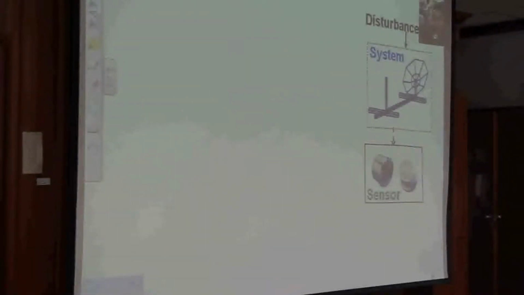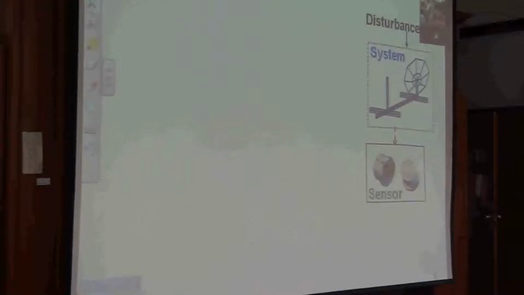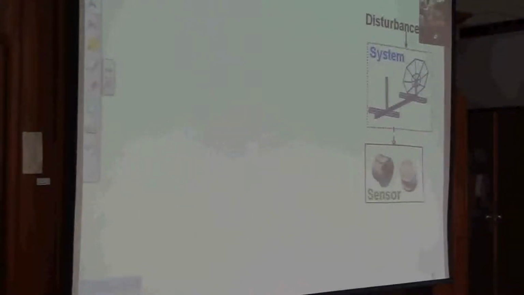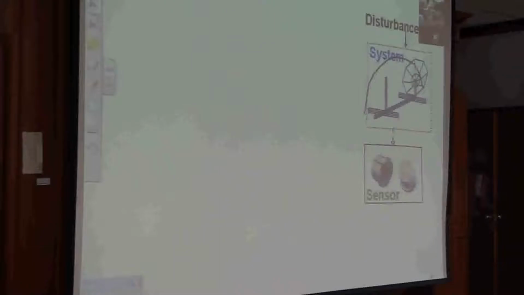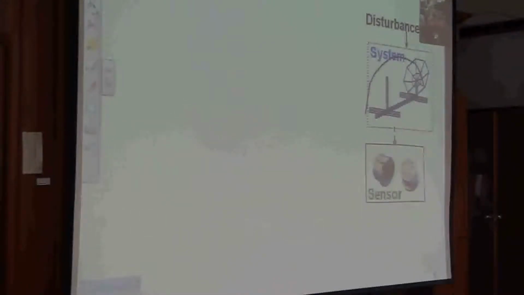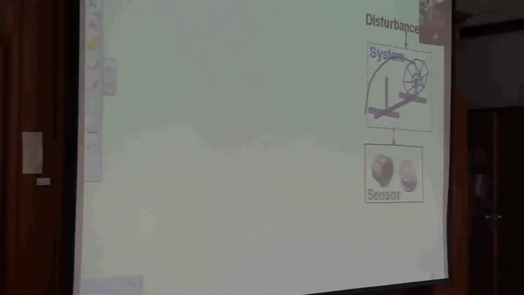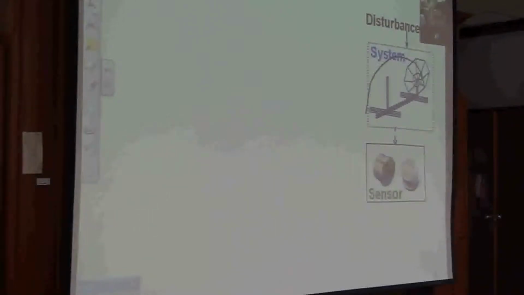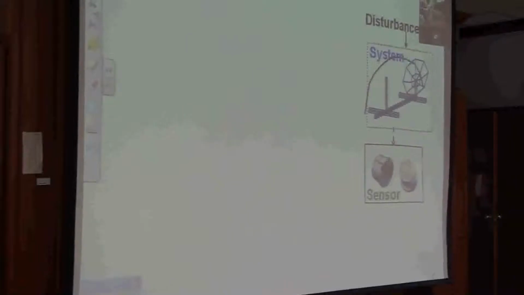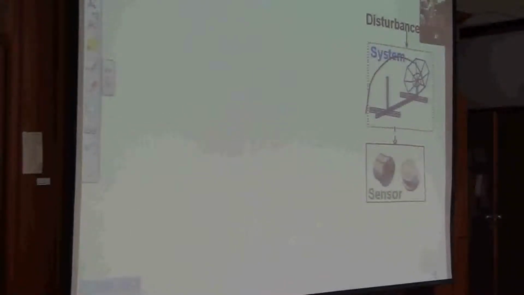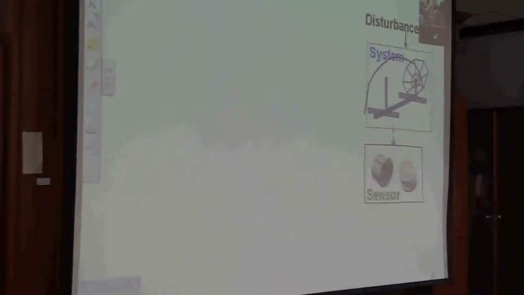So in control, again, we have this first important part, which is the system or our plant. Here we see something like a satellite dish or anything that you want to control. And let's say you want to control its angle. So we need some kind of sensor to measure its angle.